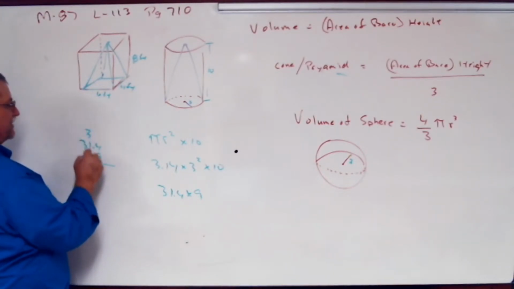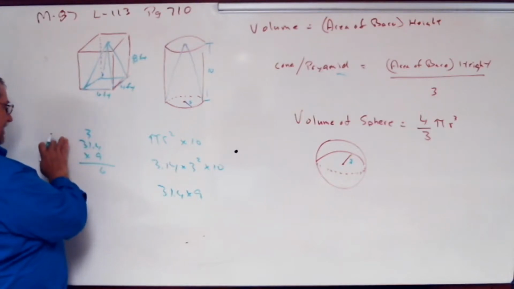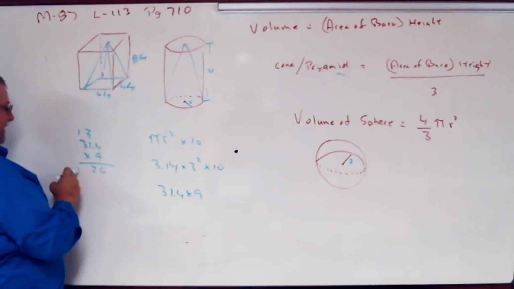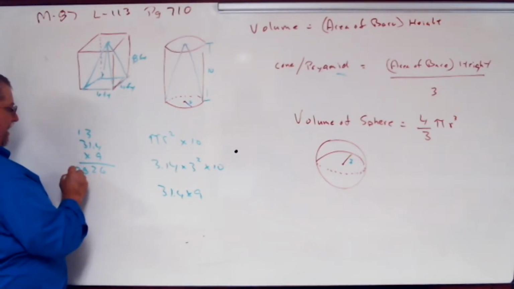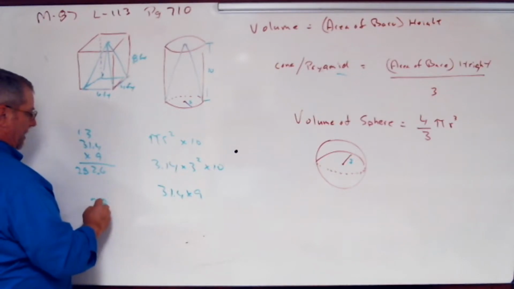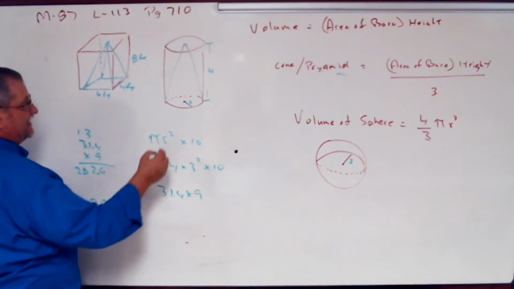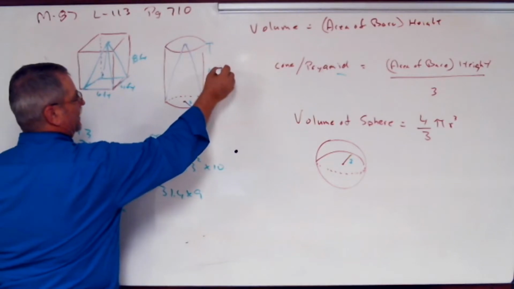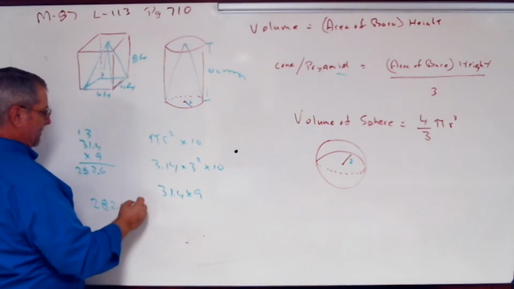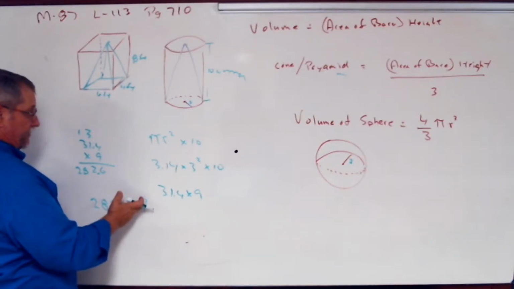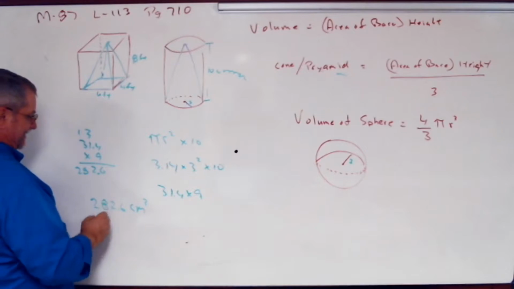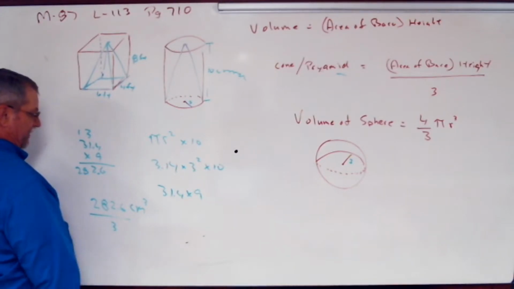So I got 31.4 times 9. 9 times 4 is 36. 9, 10, 11, 12. 27, 28. And there's 1 decimal right here. So I have 282.6. These are going to be centimeters, so this is centimeters cubed. Volume. If I want the cone, I take this divided by 3.